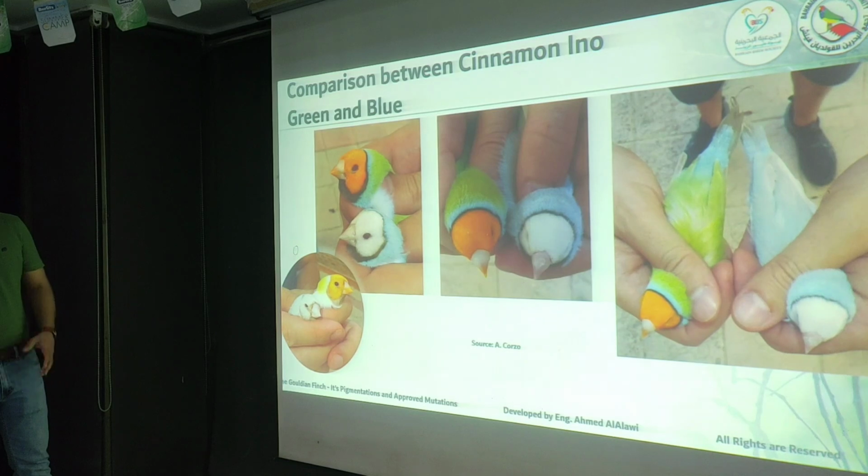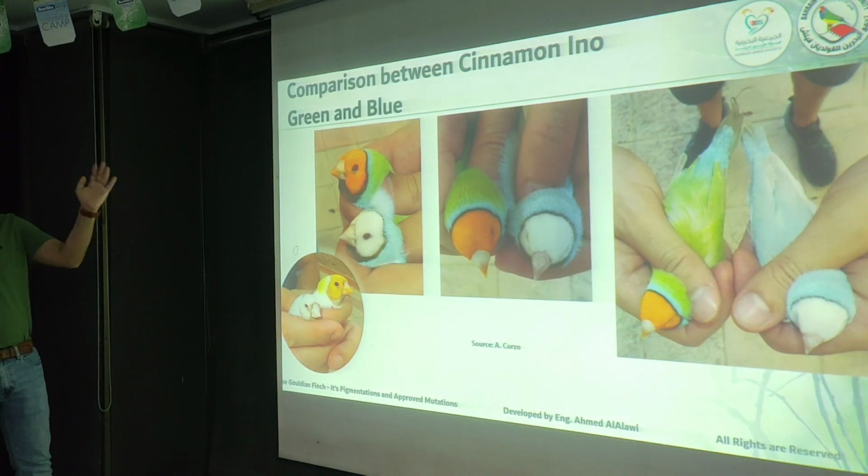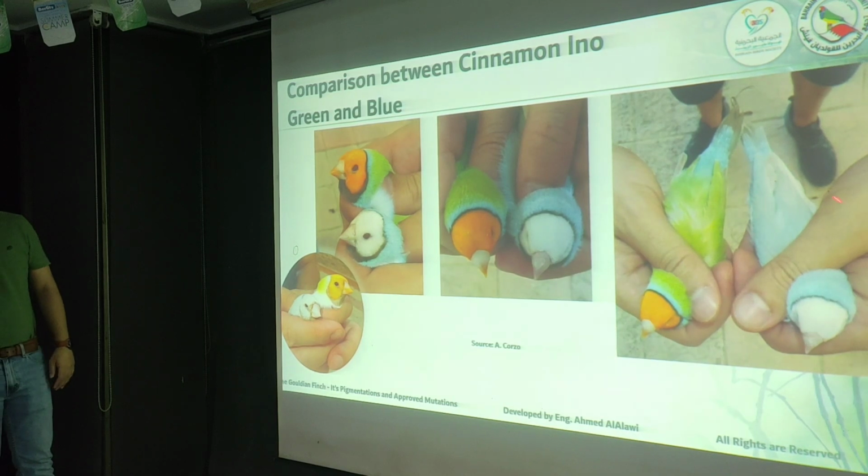Then let's do a quick comparison between cinnamon Eno in the green and in the blue. This is an easy way to start. Everything black becomes brown, very straightforward. But you notice that lipochrome here got impacted because it's a blue back. Here it was not touched because it's a green back. Similarly, the rest.